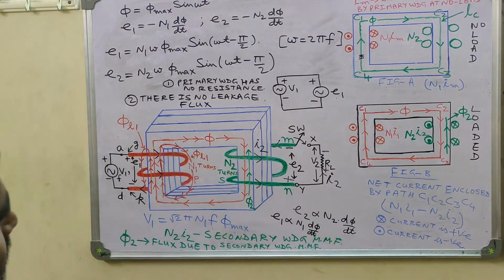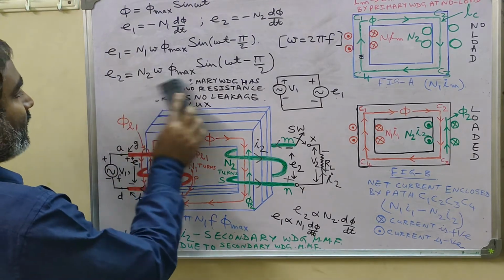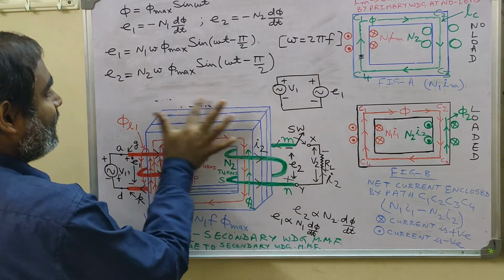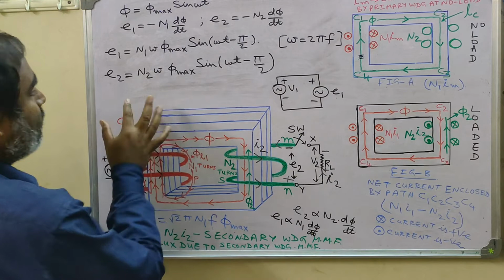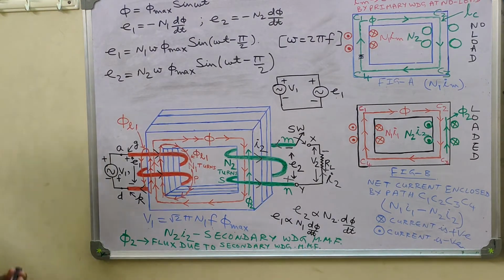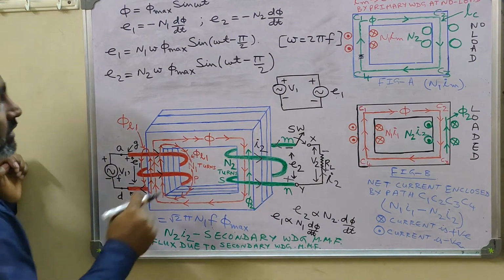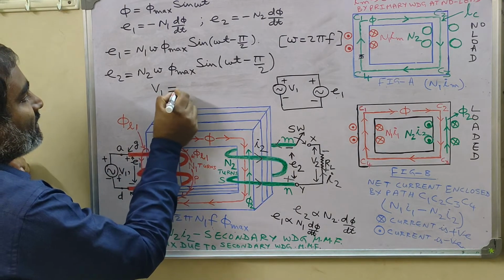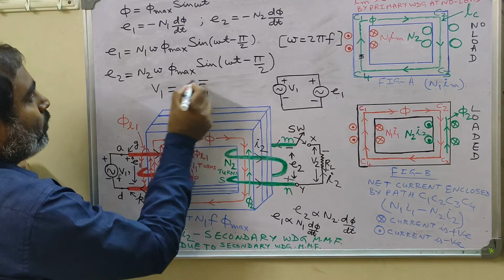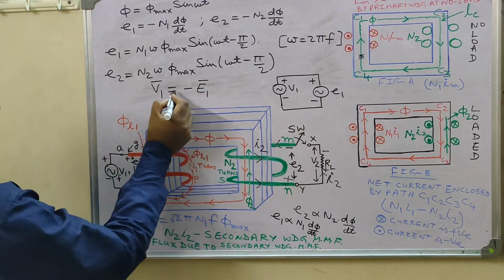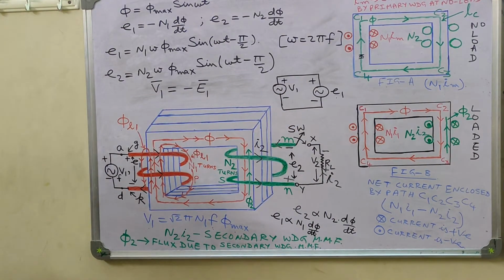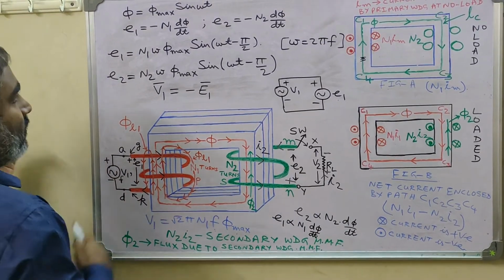So from this particular equivalent circuit, what can we say? We can simply say that applied voltage V1 and E1 are equal in magnitude, but they are 180 degree out of phase. Why are they 180 degree out of phase? Because as per Lenz's law, E1 will oppose V1. So from that point of view, V1 can be written as, or rather the opposite of this thing will be like this. So this particular thing is the phasor representation of this one.